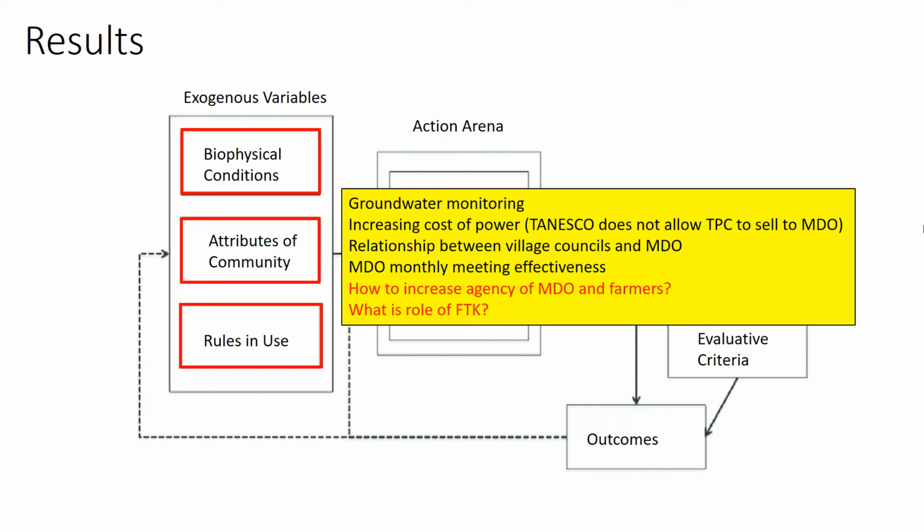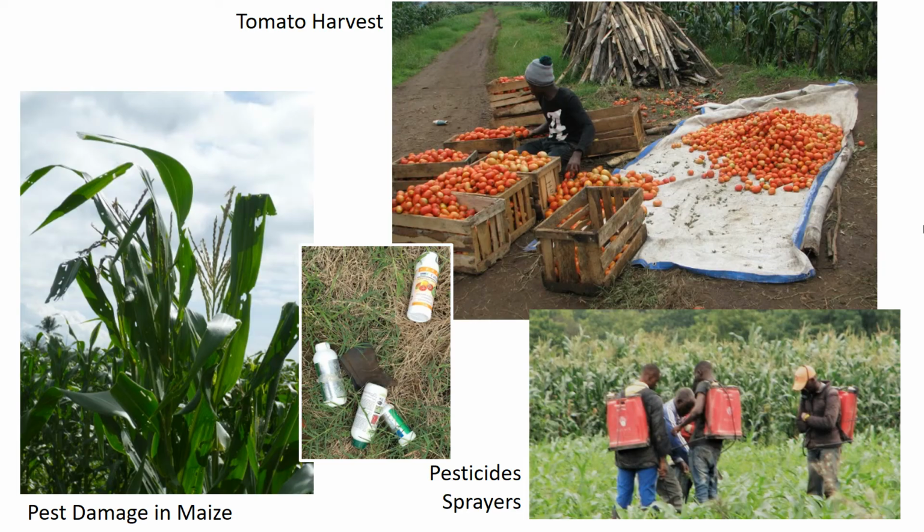In terms of how decisions are made, the relationship between MDO and village councils is a tricky one. The village councils have a bit more control. So while there are monthly meetings where residents can air their grievances, changes cannot be made to the rules without village council approval, and they only meet once a year. So how do we increase agency of MDO and farmers, and what's the role of FTK in all of this when this NGO really wants to stay outside and allow the community to take control over management of the farm?